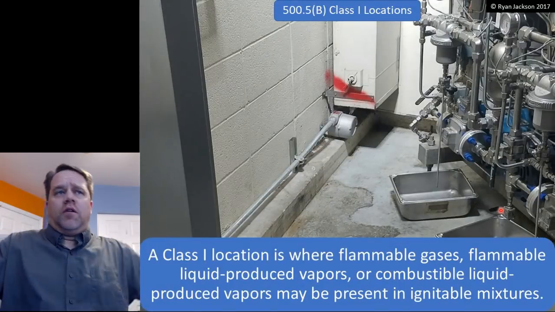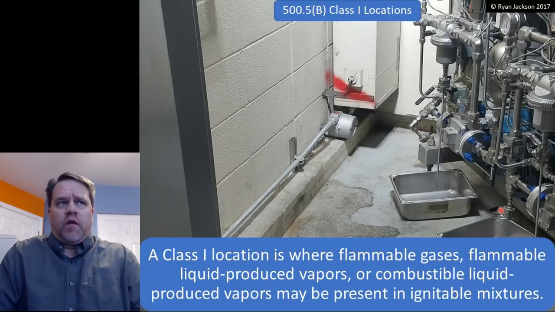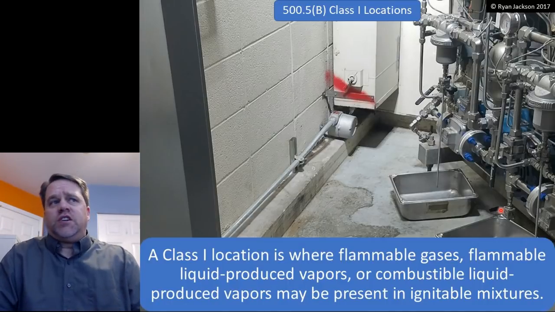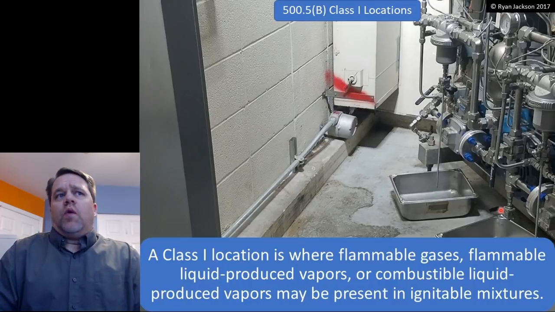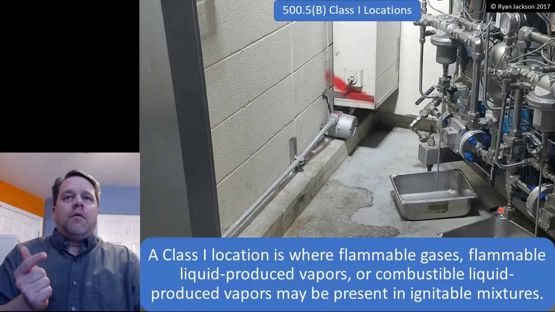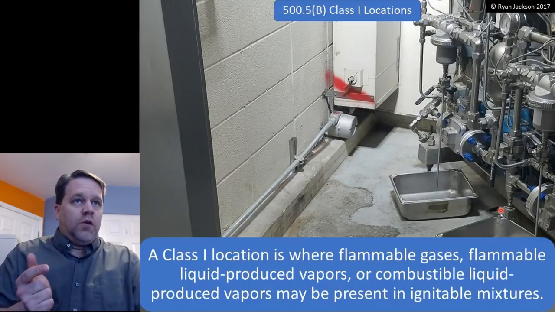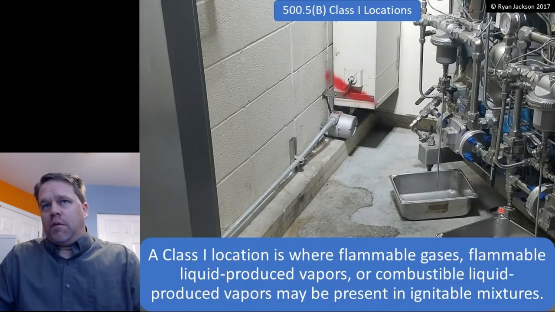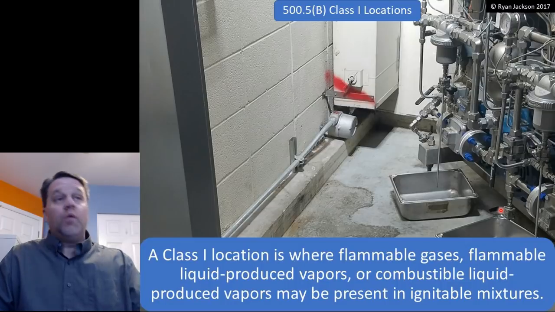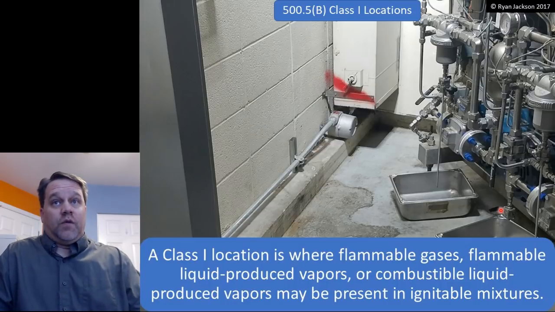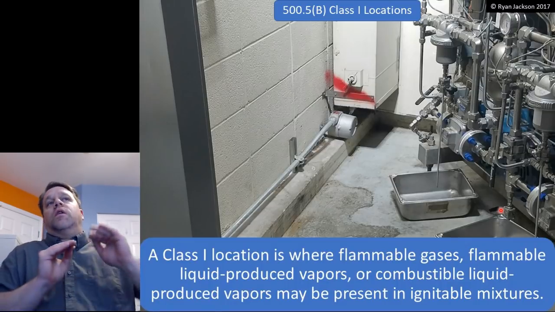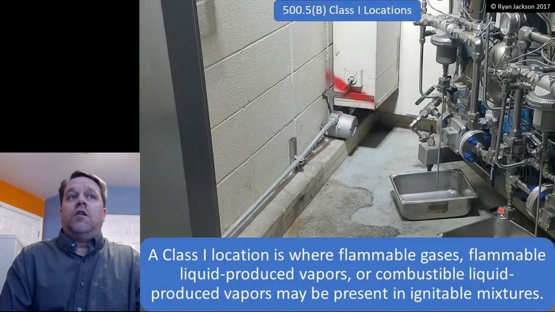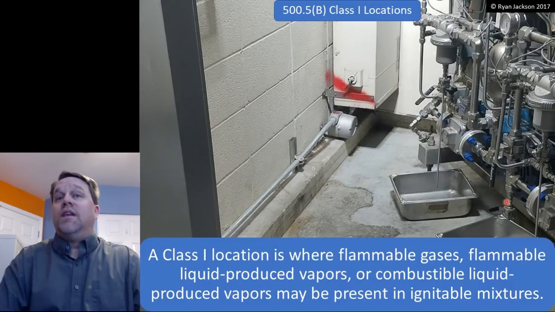500.5b, Class 1 locations. Here's where we really start taking off. A Class 1 location is a location where flammable gases, flammable liquid produced vapors, or combustible liquid produced vapors might be present in ignitable mixtures. All right. We just said a lot of different phrases, fairly quickly, and we're going to have to break these things down and actually understand what a flammable gas or a flammable liquid or a combustible liquid is.